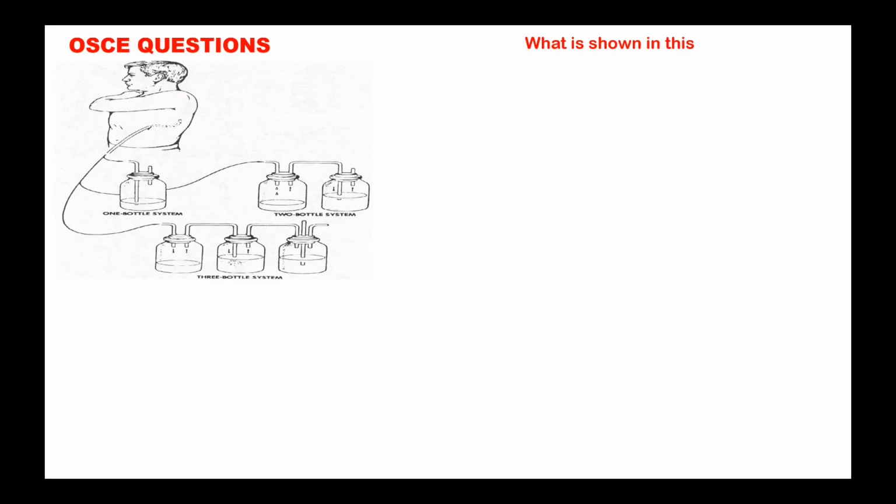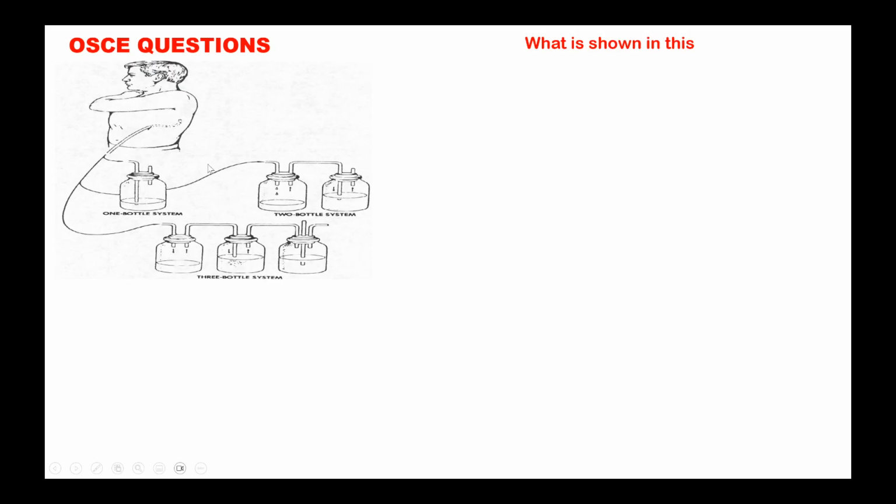ICD drain. ICD, very good. What type of ICDs? How many types of ICDs are you seeing here? Water seal chest drain. That is what we call the intercostal drainage system. But how many bottles are you seeing?